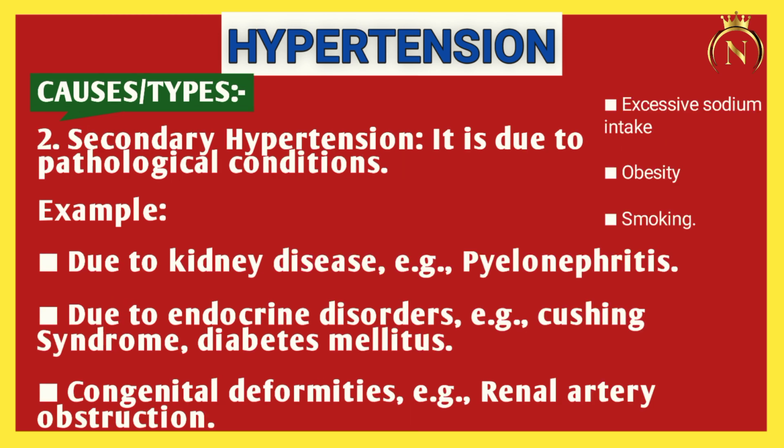The next type is secondary hypertension. Secondary hypertension happens due to a pathological condition. So what are the conditions? Kidney diseases like pyelonephritis, an inflammation or infection of the kidney, can lead to hypertension. How does it lead to it? The kidney is not working properly, so the amount of fluid in our body increases, and that can lead to hypertension. Also endocrine disorders like Cushing syndrome, diabetes mellitus, and some congenital deformities like renal artery obstruction.